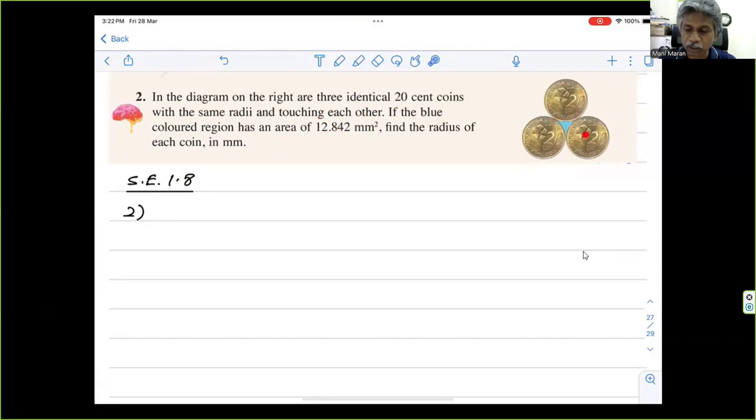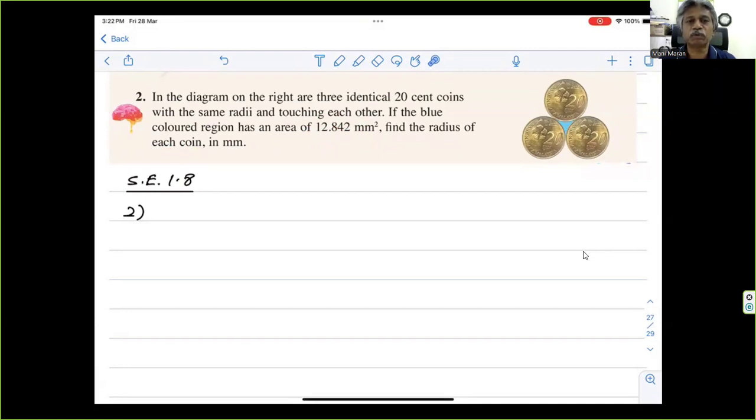When the three coins are touching, in between the three coins there will be a small gap. Then you are told that this blue colored region has an area of 12.842 millimeters square. Find the radius of each coin in millimeters. So you are asked to find what the radius is.